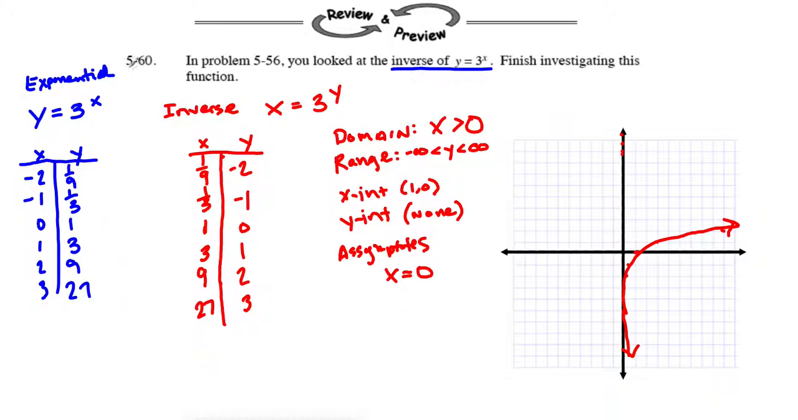Pretty much that should be it for 560. We were just finishing exploring the inverse of y equals 3 to the power of x. So remember, this is our exponential function. The inverse, we just flip-flop our x's and y's, flip-flop our points in the table there, and then plotted them on here to see what it looked like. This would have been a direct reflection over the line y equals x, which would have been our regular function that we were starting with, our exponential function, y equals 3 to the x.